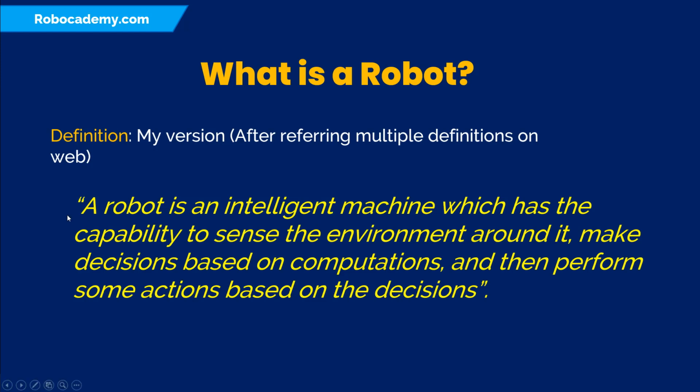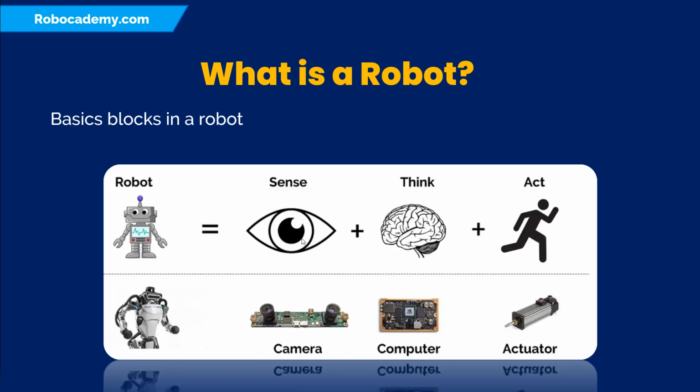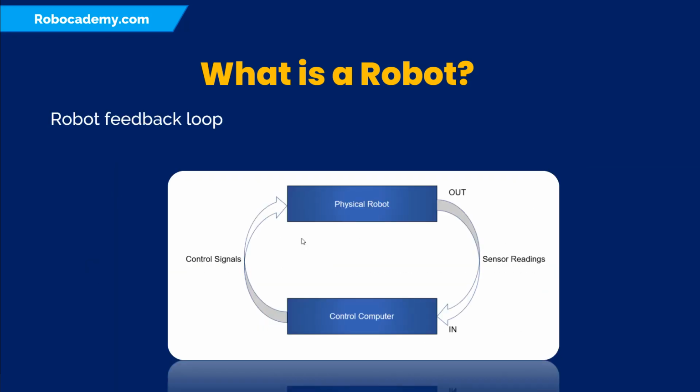So we have seen what is a robot. Basically it's an intelligent machine, and it has sensors to sense the environment around it, and it has a computer. The sensors are attached to the computer, then the computer takes a decision, and the decision goes to the actuators, which perform some actions. So this is what a robot is. If you take any robot, you can find these blocks. This is actually the loop.